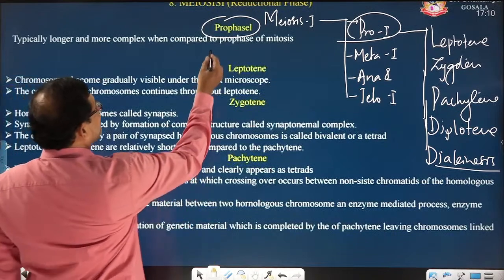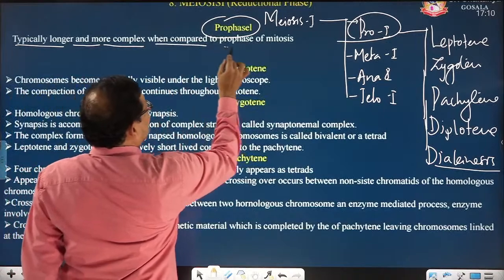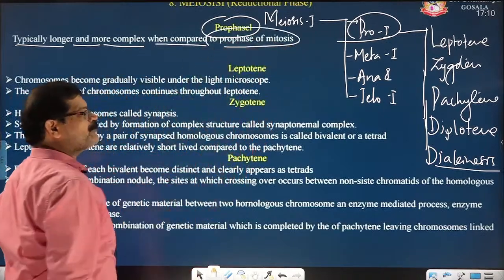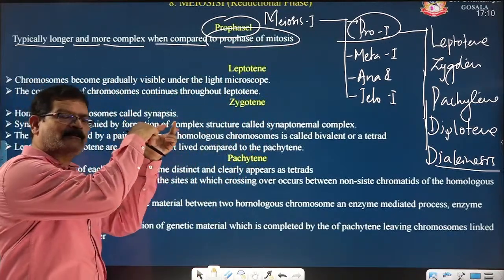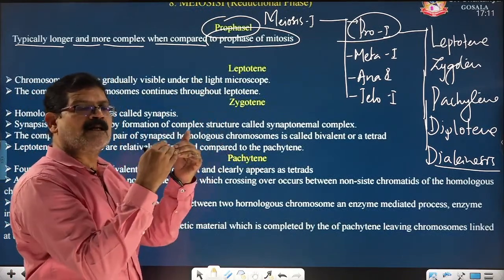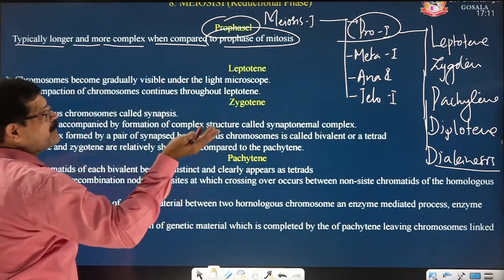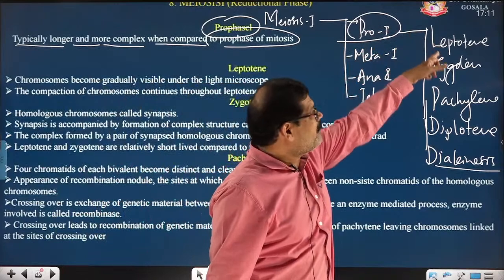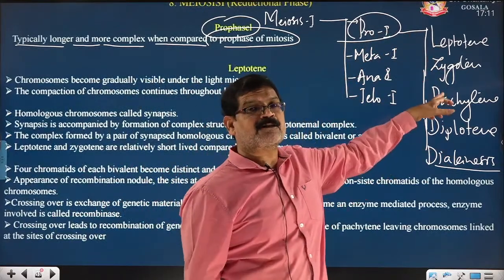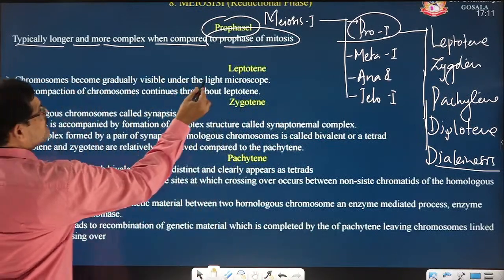See, first we come to this. Prophase 1 is typically longer and more complex when compared to the prophase of mitosis. When compared to the prophase of mitosis, this one is considered a longer phase, meaning much more time is required. Why is it so? Because prophase is subdivided into 5 stages. That's why it requires more time.